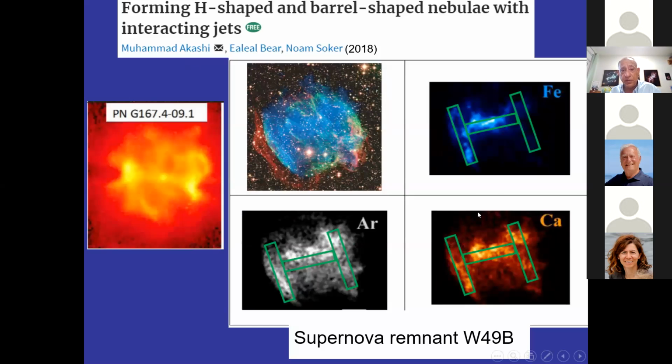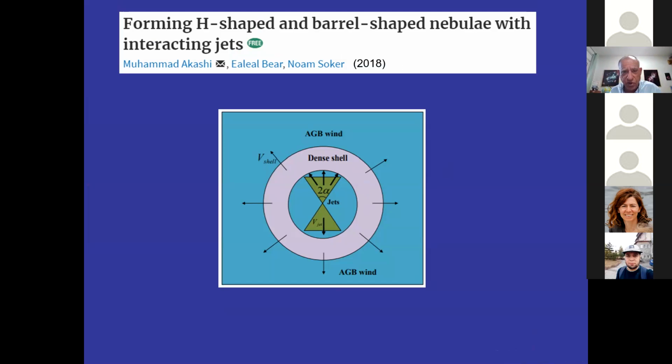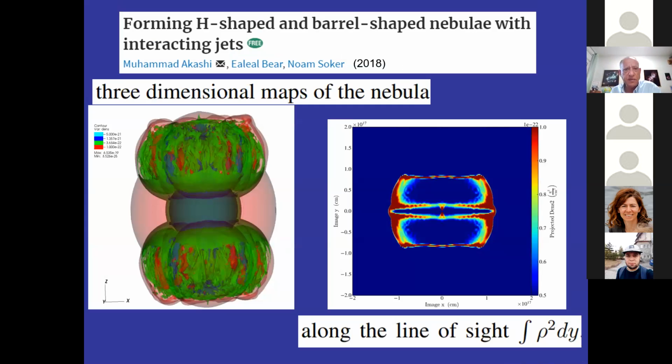Here again, I compare two types of objects. On the left, you see a planetary nebula in yellow and red. On the right, you see a supernova remnant. The composite image is on the upper left, and the other three images are lines of iron, calcium and argon, and it has what we call an H shape, like the planetary nebula. I think, again, these are shaped by jets, and we try to simulate it by jets running into the shell, namely late jets. First a spherical, more or less, or elliptical ejecta, then jets. And Muhammad Akashi did this simulation.